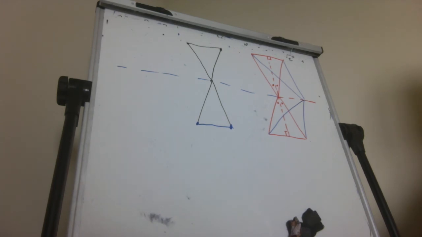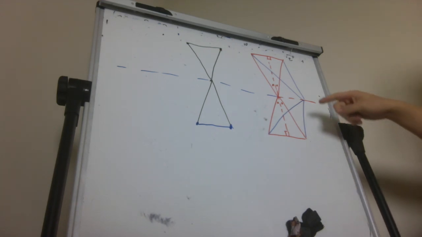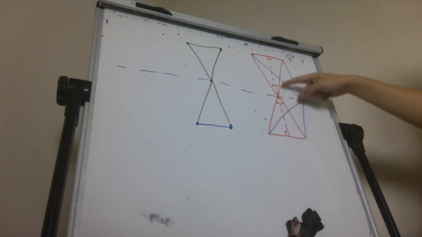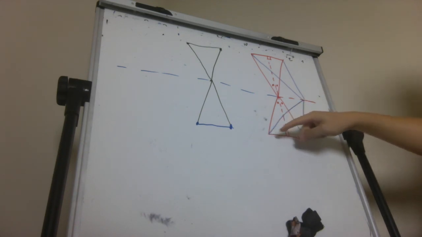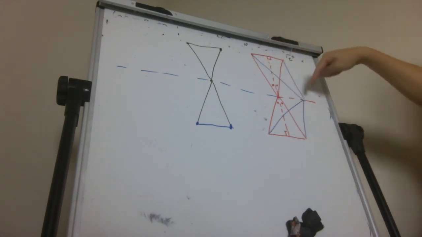Maybe draw one that has an altitude inside. Well, we can compare. What do you mean, how can we compare it? Isn't it obvious? Well, okay, yeah. So it's obvious that this red line is shorter than this blue line plus this blue line. And then this red line is shorter than this red line.